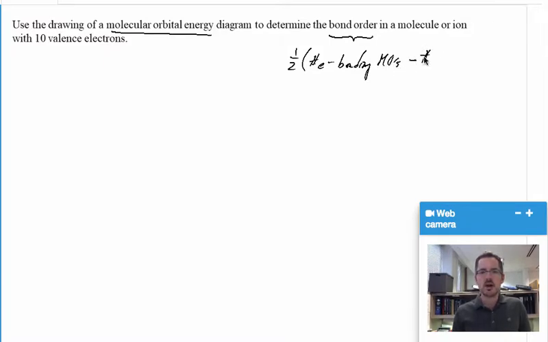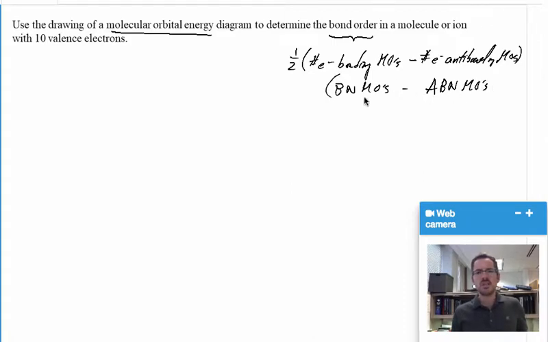minus the number of electrons in the anti-bonding MOs. I like going with shorthand a little bit. So the way that I actually write this down is bonding MOs is BN MOs minus antibonding, which is just A BN MOs, just because I like to try to be efficient with how I write everything out. But it always will be the number of electrons that are considered to be bonding versus antibonding.